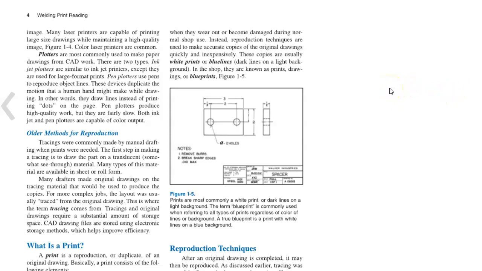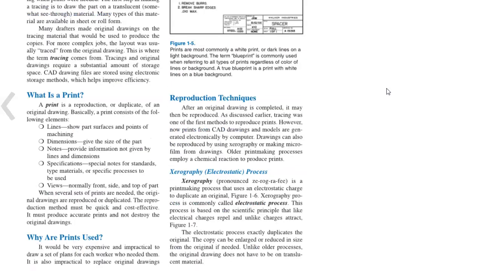Many drafters made original drawings on the tracing material that would be used to produce the copies. For more complex jobs, the layout was usually traced from the original drawing. This is where the term tracing comes from. Tracings and original drawings require a substantial amount of storage space. CAD drawing files are stored using electronic storage methods, which helps improve efficiency.